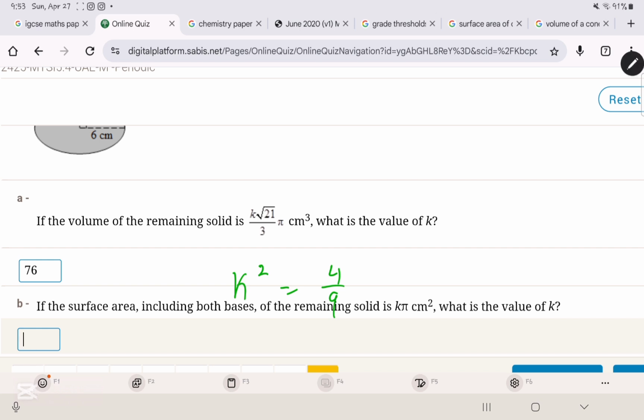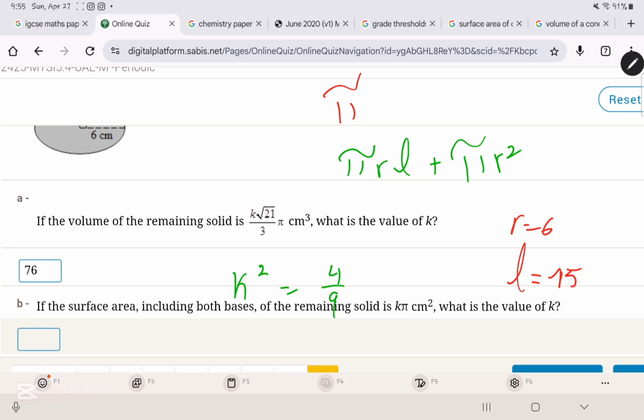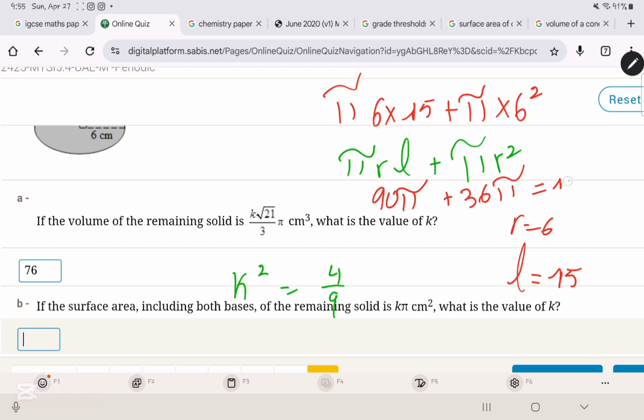We know that the surface area of a cone is pi r L plus pi r squared. I found it for the bigger one. For the bigger one, we know that r is equal to 6 and L, the slant height, is equal to 15. So I substituted and got pi times 6 times 15 plus pi times 6 squared. So you're going to get 90 pi plus 36 pi, which is 126 pi.